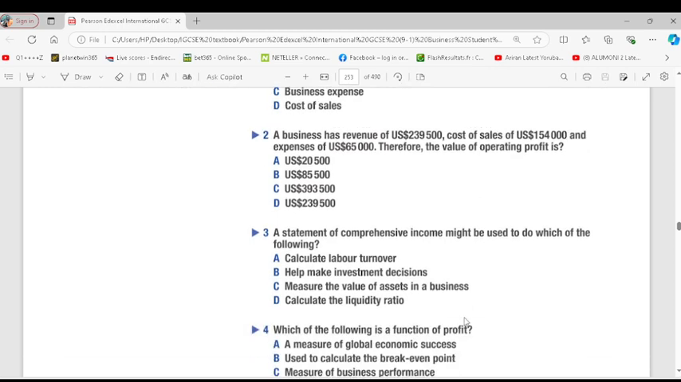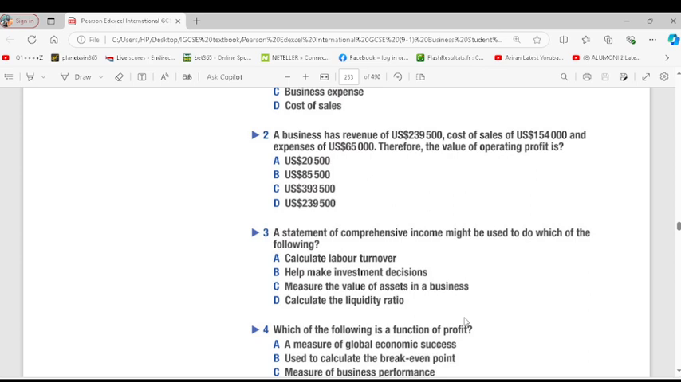Question 2. A business has a revenue of 239,500, cost of sales of 154,000, and expenses of 65,000. They said calculate the value of operating profit.